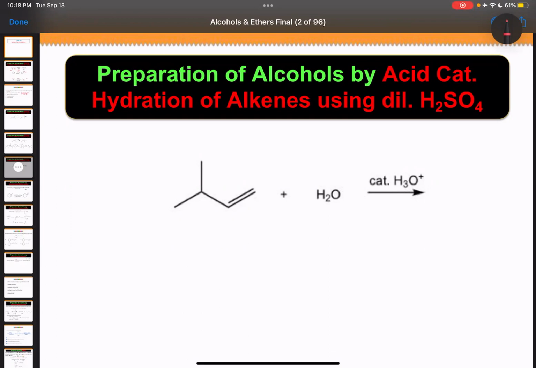What's the IUPAC name? We are still doing the same method, acid catalyzed hydration of alkene using dilute H2SO4. But there is one thing which you need to know. 3-methylbutan-2-ol. Yeah, you told me this one. But the answer is this one.